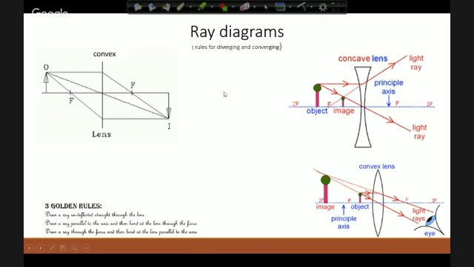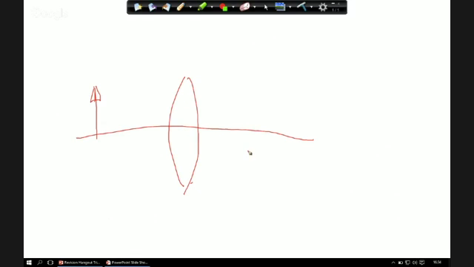Now, there's a couple of bits of information we need with types of images. So if we've got our object is, let's say, this big, and there's my axis, there's my lens. Now we can say certain things about the image. So if the image is bigger, we will say it is magnified. If the image is smaller, we will say diminished. If the image is flipped, we will say inverted. And if the image is the right way round, we will say upright.